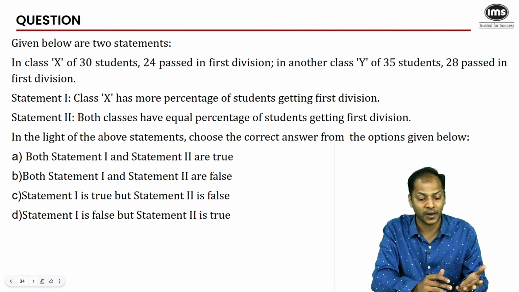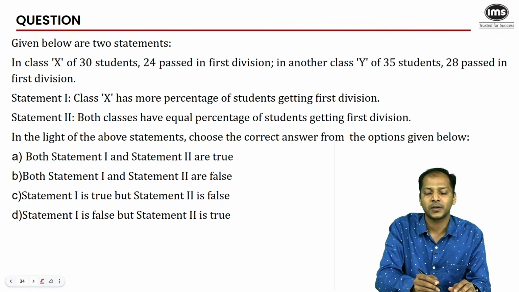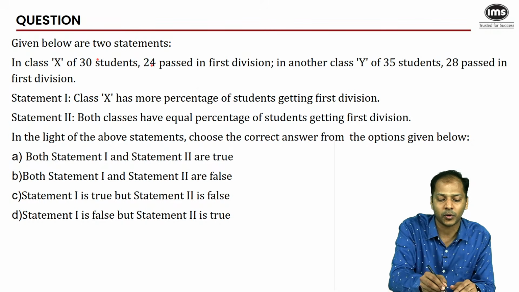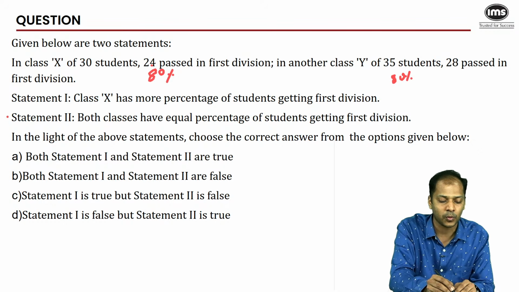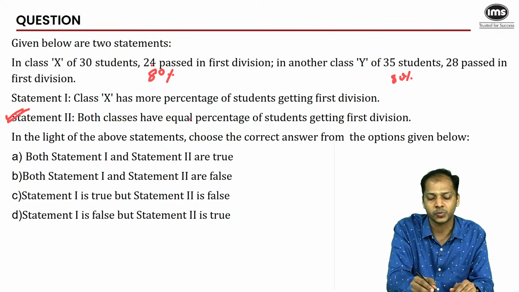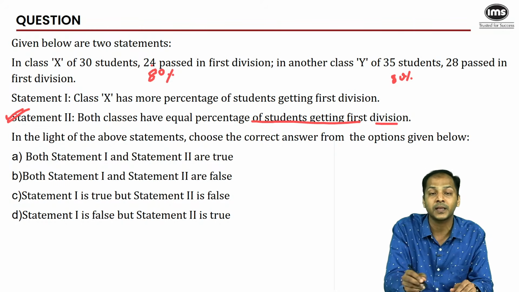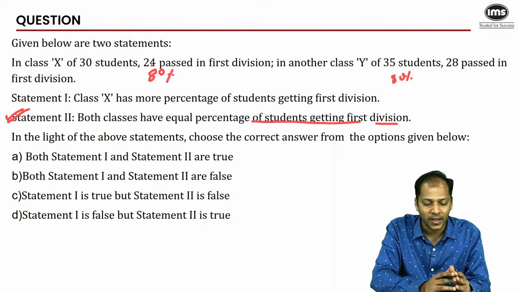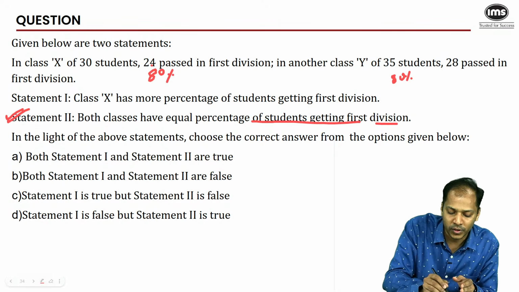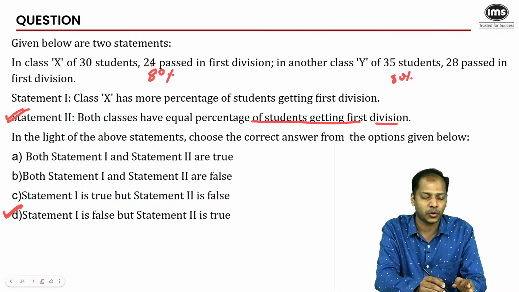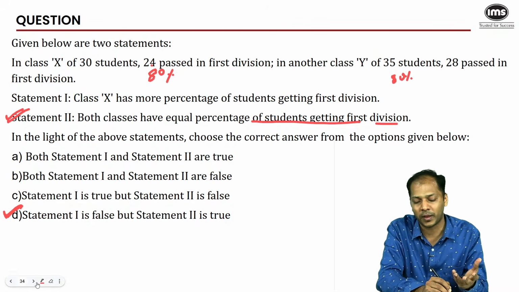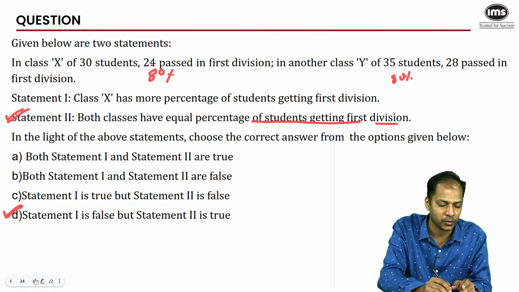I don't know, do we even have to discuss this too much? Statement 1 clearly, so 24 out of 30 is 80%. 28 out of 35 is also 80%. Clearly they are equal. The answer is statement 2 correct, because both classes have equal percentage of students getting first division. Hence statement 2 is true, but statement 1 is false. The answer will be option D. So I'm sure all of you could have got to the answer. So let's go ahead to the next one.